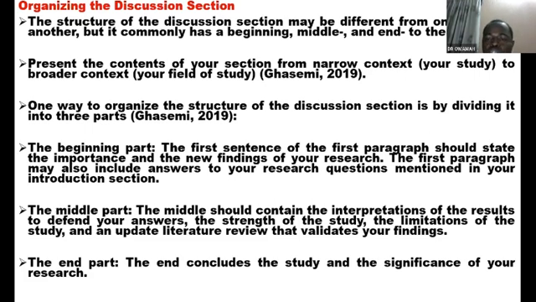The middle part should contain the interpretations of the result, how to defend your answers, the strength of the study, the limitations of the study, and then updated literature that validates your finding. The end concludes the study and the significance of your research, the implication.